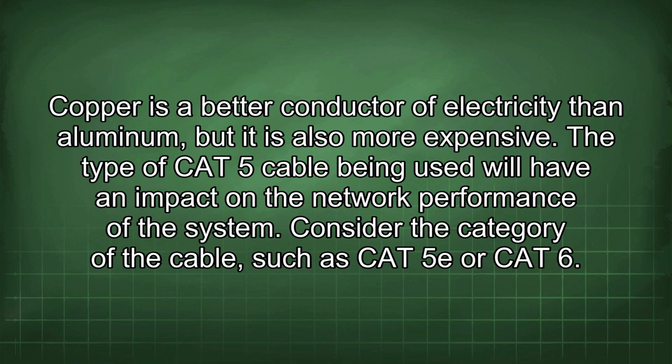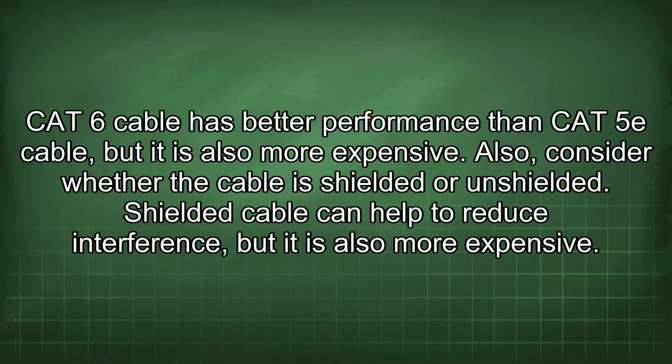The type of CAT5 cable being used will have an impact on the network performance of the system. Consider the category of the cable, such as CAT5E or CAT6. CAT6 cable has better performance than CAT5E cable, but it is also more expensive. Also, consider whether the cable is shielded or unshielded. Shielded cable can help to reduce interference, but it is also more expensive.